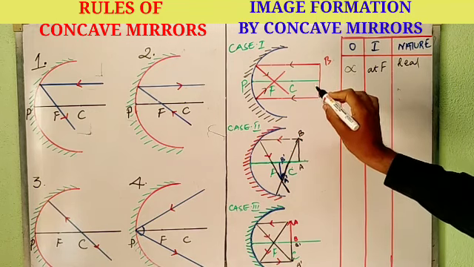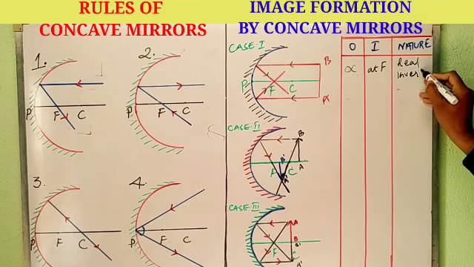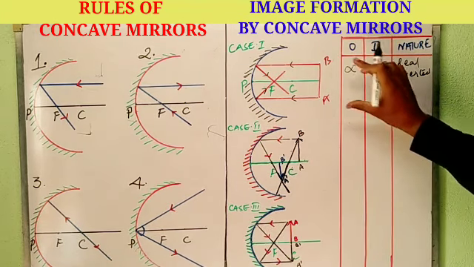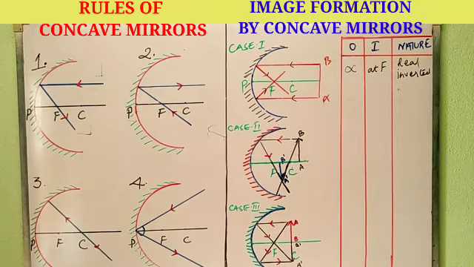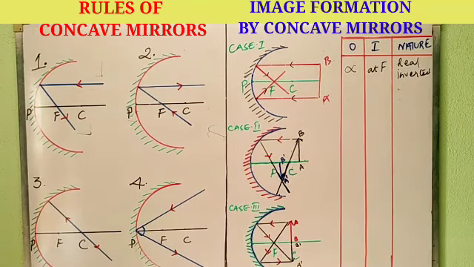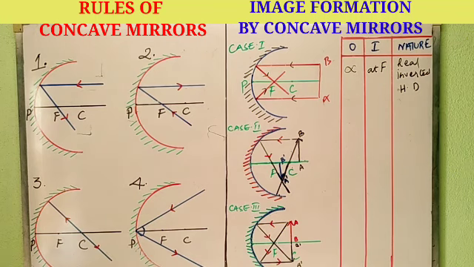Now when the reflected rays are meeting, real always goes with inverted. It is always inverted. A real and inverted image is formed. This is the size of the object and this point is the size of the image. You can understand that the image size is very, very small when compared to the size of the object. So we say that the image is highly diminished.